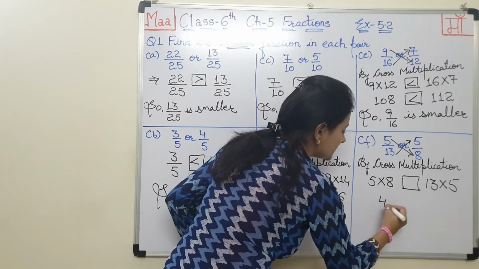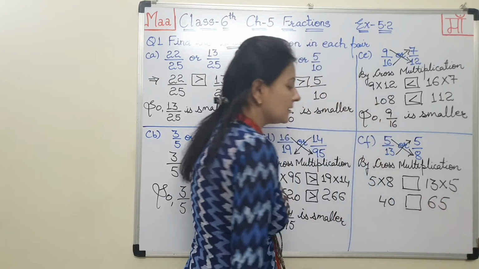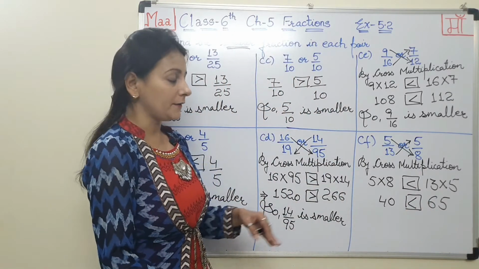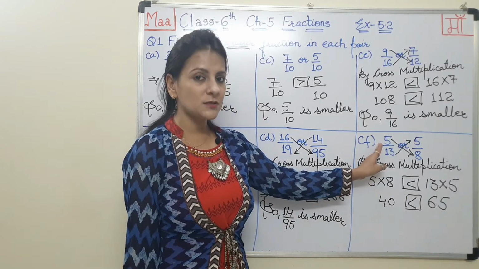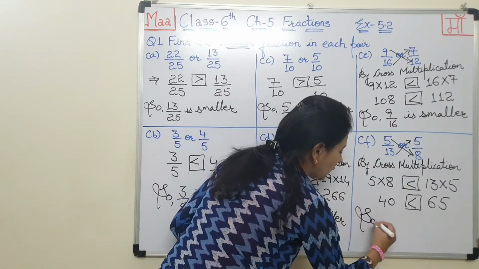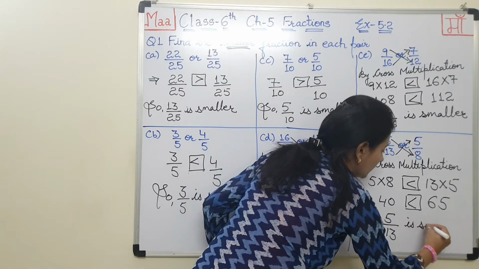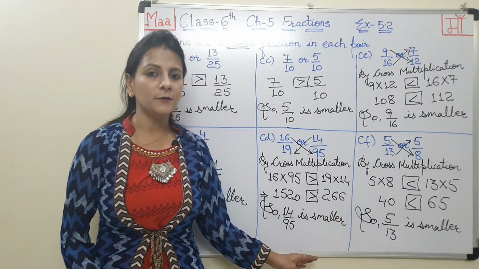So 5 8s is equal to 40 and 13 5s is equals to 65. So greater is 65. So if 65 is greater, that means 40 is smaller, and above 40 which fraction is there? It is 5 upon 13. So it will be smaller. So 5 upon 13 is smaller. So this is how, students, we have to find the smaller fraction.